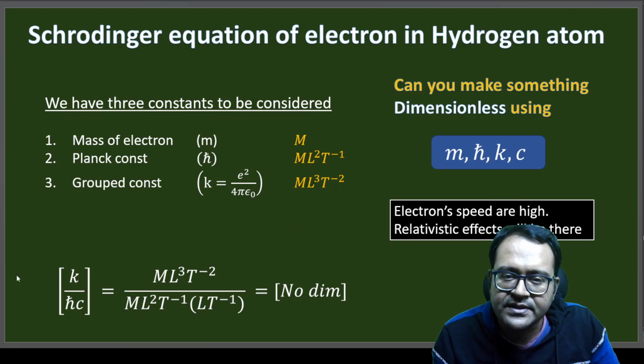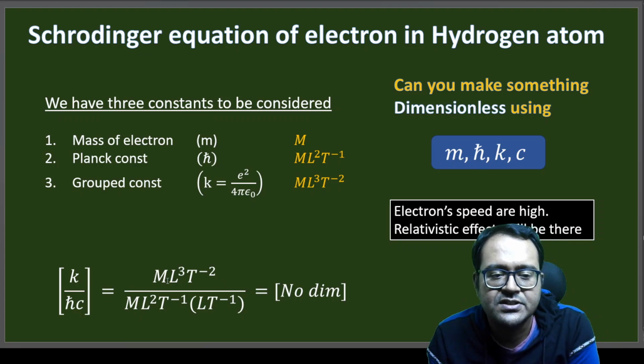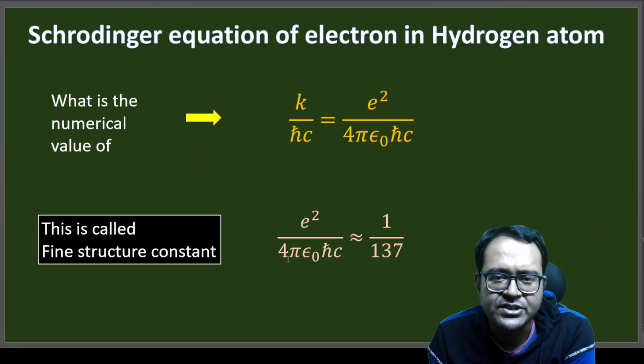You readily see that you can. And what will it be? K by h bar by c. This will not have any dimension. K by h bar already has the dimension of velocity, so just divide by c and you get a dimensionless quantity: e squared by 4 pi epsilon naught h bar c. Everything I tell you, you shouldn't just take for granted. If you calculate this numerically, you get the value 1 by 137.